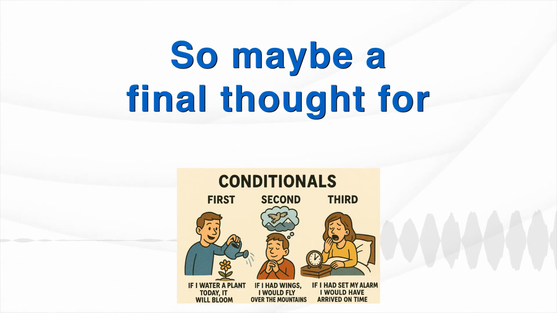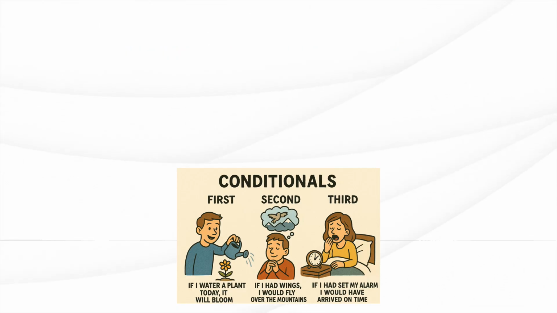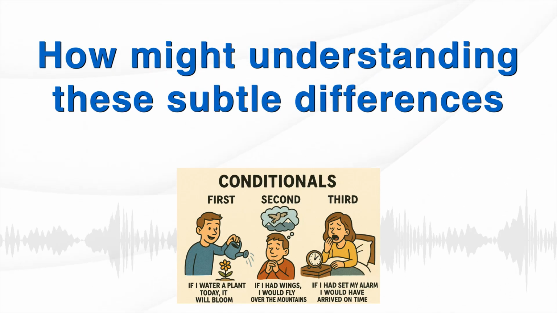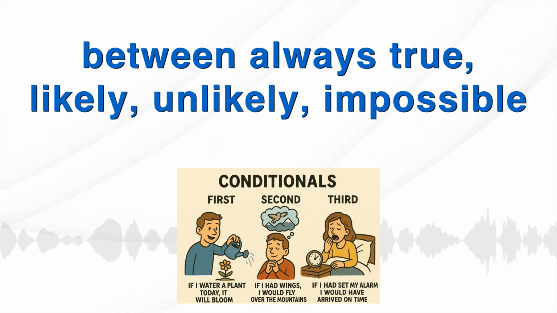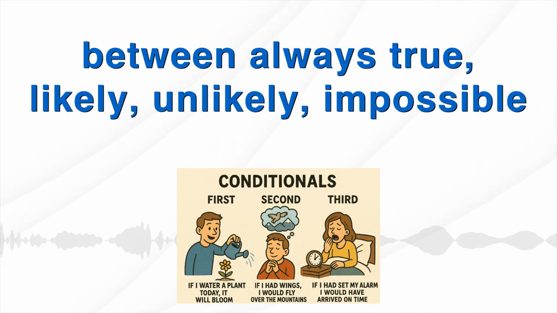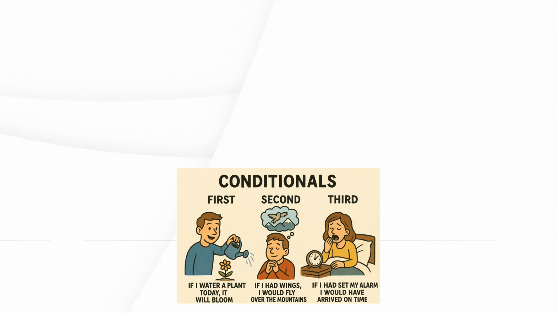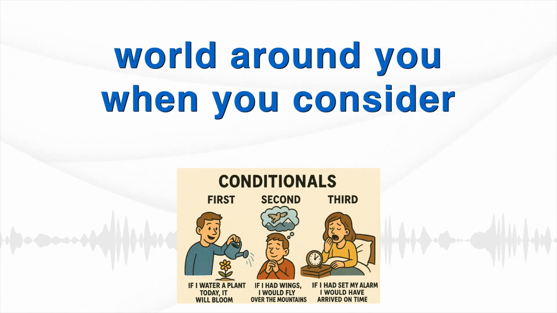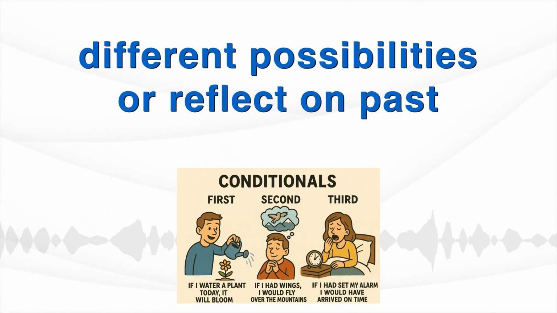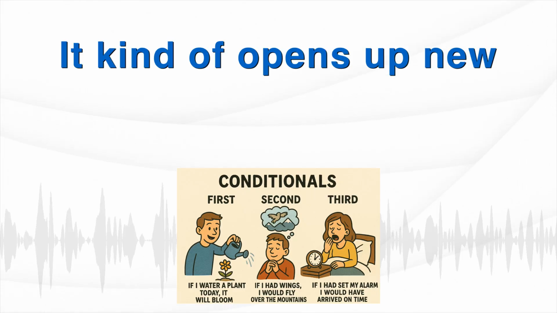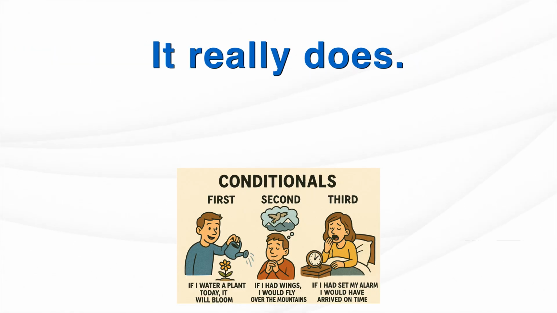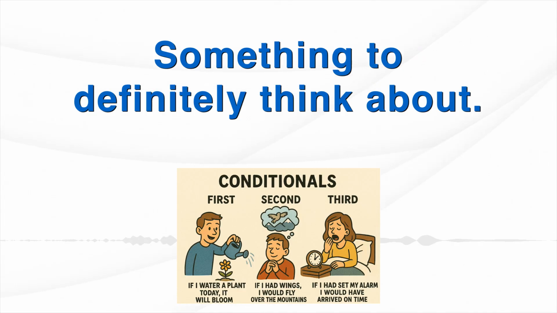So maybe a final thought for you to consider. How might understanding these subtle differences between always true, likely, unlikely, impossible pasts, how might that change how you express your own ideas? Or even how you understand the world around you? When you consider different possibilities or reflect on past events, it kind of opens up new ways of thinking, doesn't it? It really does. Something to definitely think about.